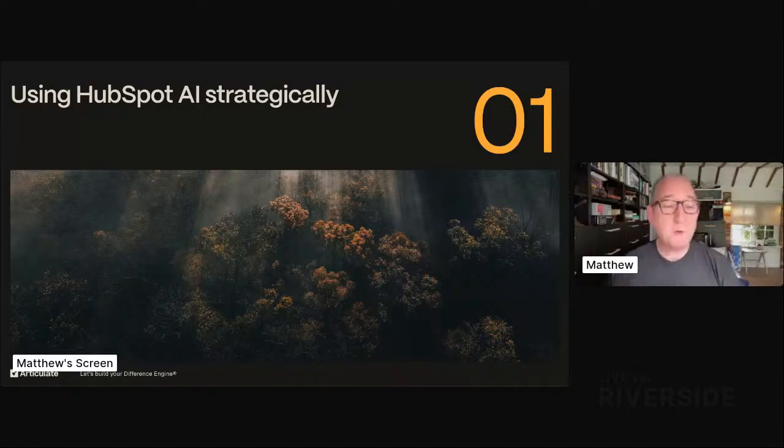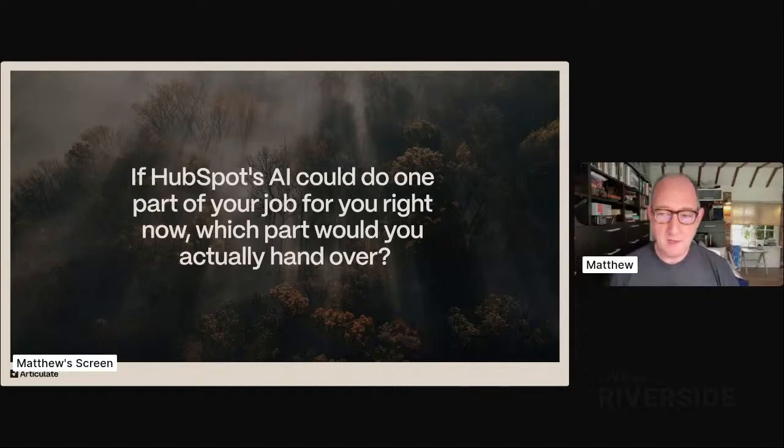So let's start with how you can use HubSpot AI strategically rather than just as lazy, uncreative prompting, or what Blair Enns calls misautomation. And I think the question that you should start with is, if HubSpot AI could do one part of your job for you right now, which part would you actually hand over? What takes the most time? What is the highest priority thing in your portfolio? What's the most creatively interesting question?